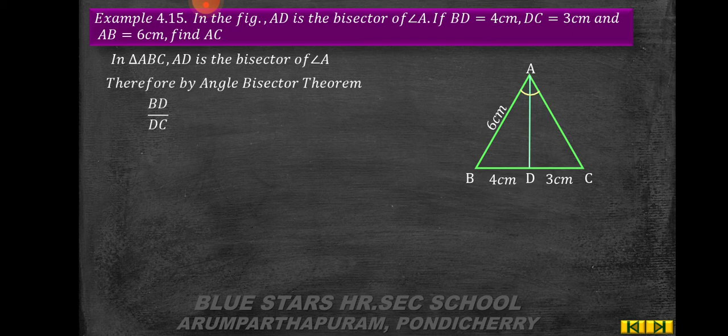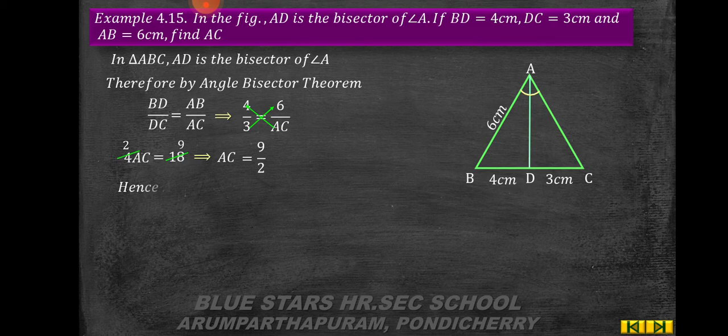Therefore, by the angle bisector theorem, BD by DC is equal to AB by AC, which implies 4 by 3 is equal to 6 by AC. Then the next step is cross multiplication. So 4 AC is equal to 18. Which implies AC is equal to 9 by 2, which is equal to 4.5 centimeter.